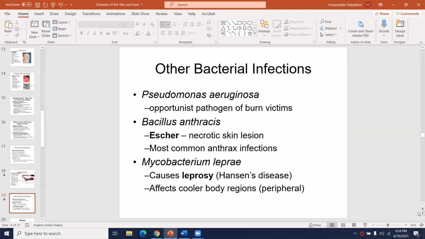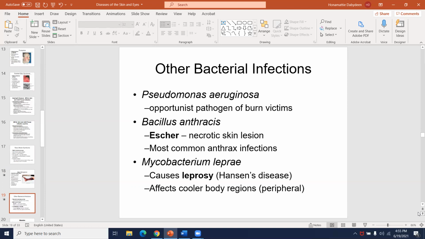And there are other bacterial infections. We talk a little bit about Pseudomonas aeruginosa. It's one of the organisms we use in the lab sometimes. And that organism is very prominent. It's one of the first organisms you'll cultivate in burn victims. Seems to be opportunistic, but the minute the skin is damaged, it just takes over. So we find Pseudomonas a lot in our burn victims.